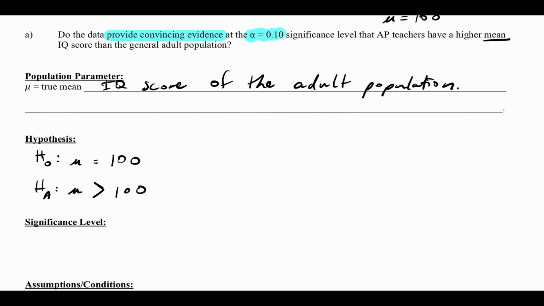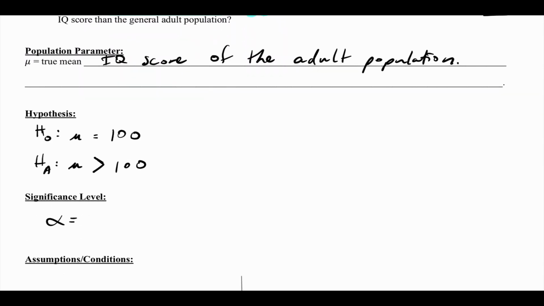Okay. Significance level, they told us this time. 10%. That's probably the lowest threshold for evidence. Remember, if I want more evidence, if I want to raise the bar for evidence, I'm going to lower the alpha level, the significance level.